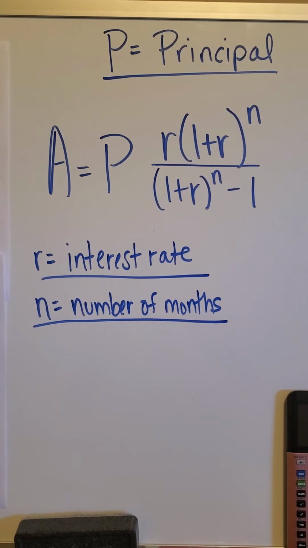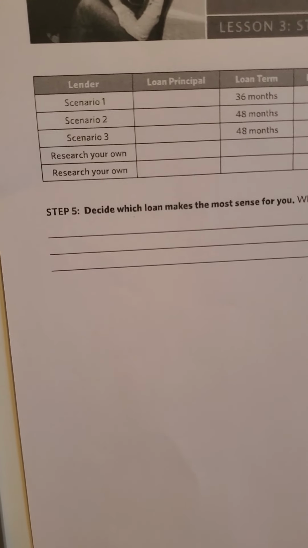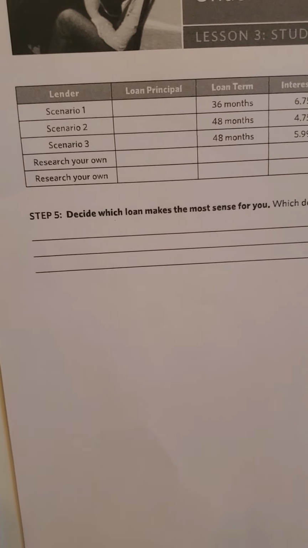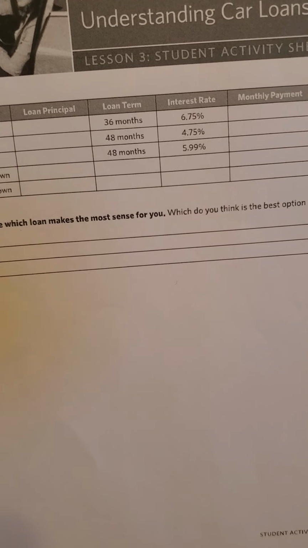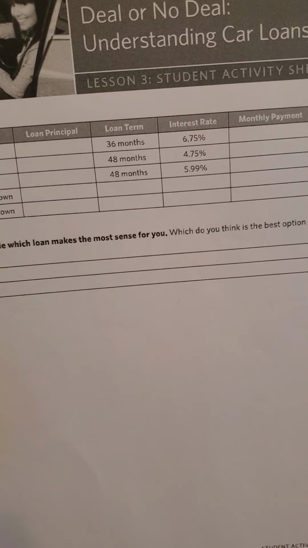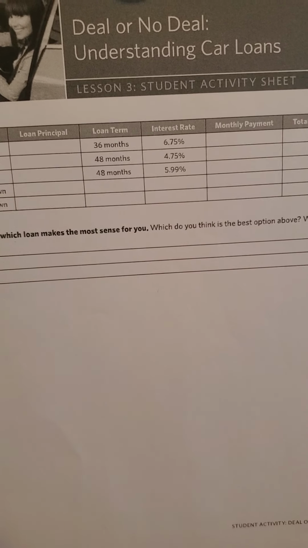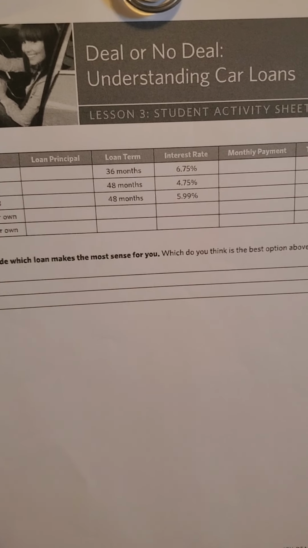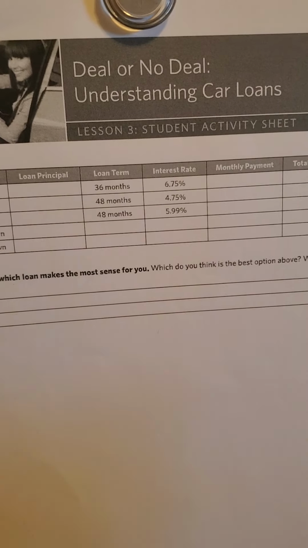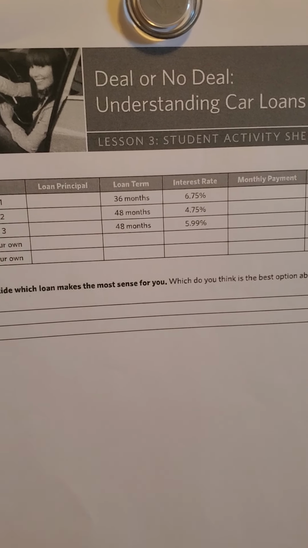So let's walk through one of the scenarios they gave us, okay? If you look at page number 2, when I gave it to you, look at scenario 1. We're going to just throw in a number. It's 36 months as the loan term, and the interest rate is 6.75%. So 36 becomes my N, and 0.0675 becomes my interest rate. I have to move my decimal twice. Remember that whenever you're changing from an interest rate, you have to move it twice to the left, even though there's already a decimal there, okay?